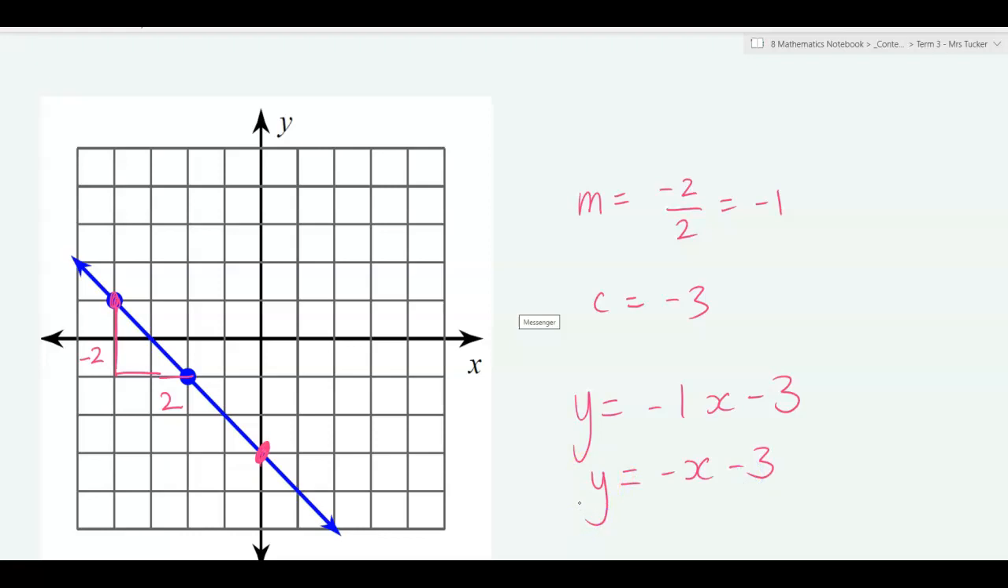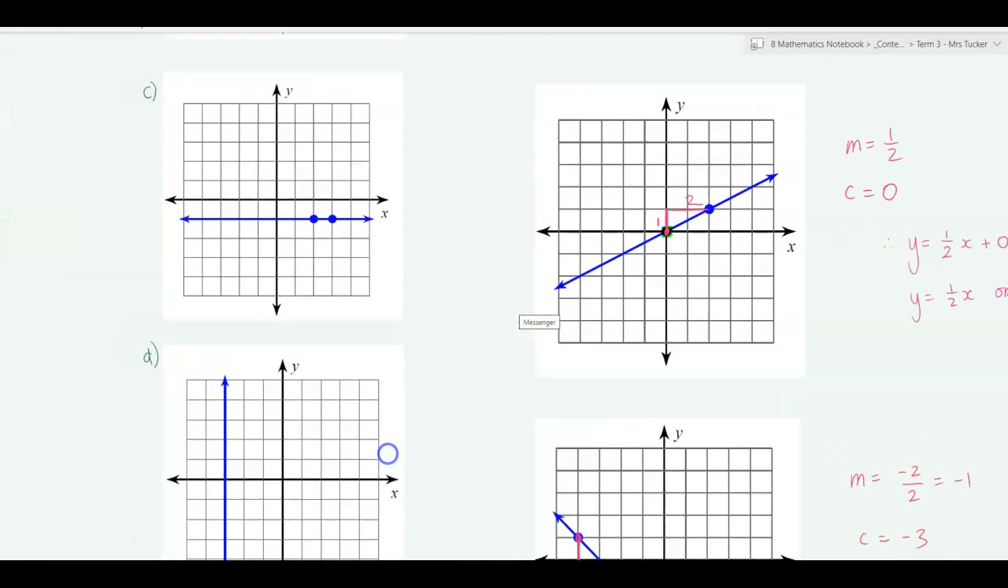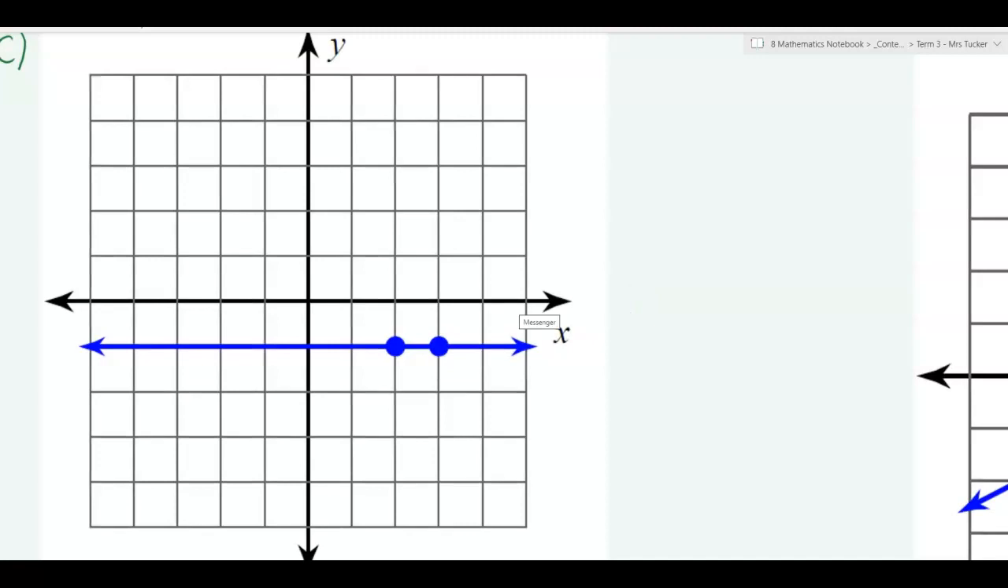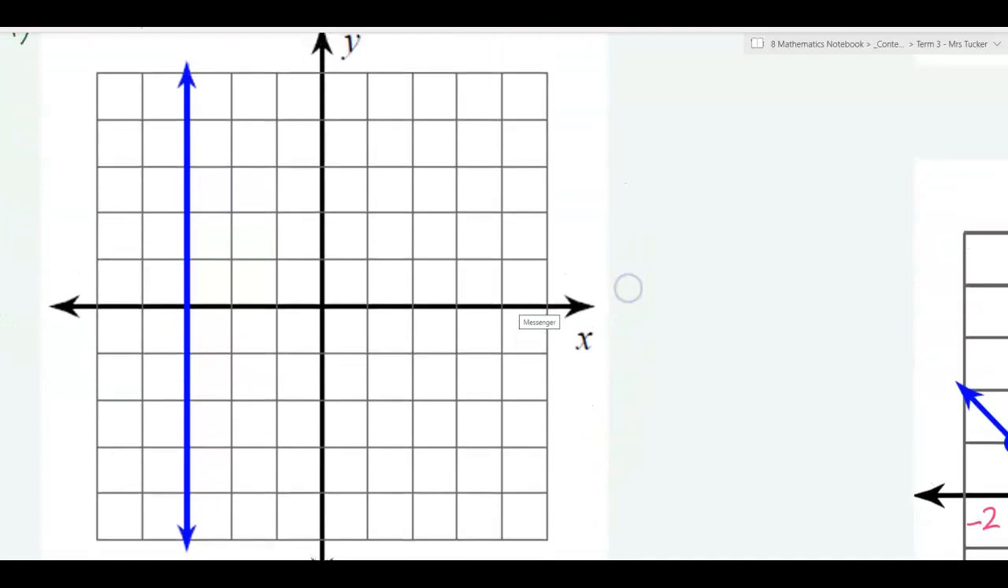How do we go with that one? Better? Okay. What's the equation of that line? Y equals negative 1. What is the gradient of that line? 0. Good. What is the y-intercept of that line? Negative 1. Good. Equation for that line? X equals negative 3. What's the gradient of that line? Undefined. What's the y-intercept of that line?